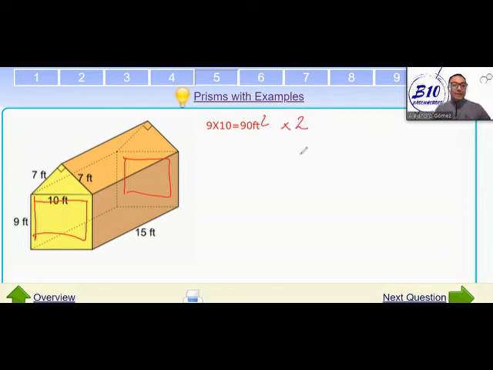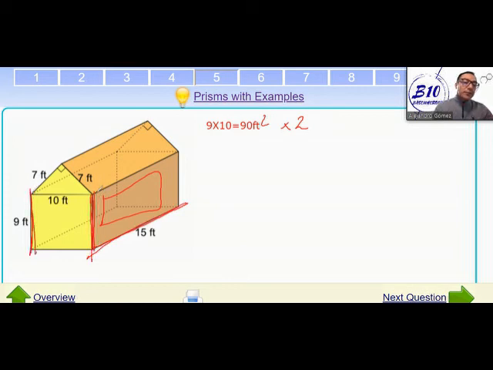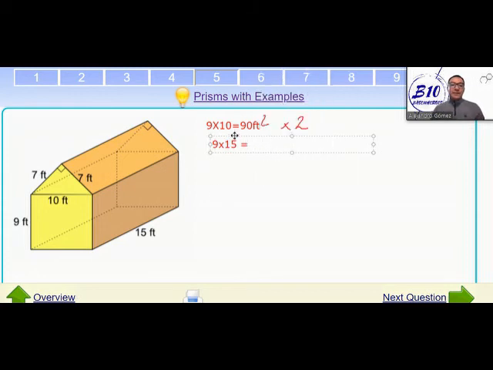So that is one of the faces. Now I want to go not only with that face, but with all the faces. So we can go with this face, and we can be super fast with this. This one is 15 feet by 9 feet height. Now this one is congruent to this height, so it is 9 feet. So how do we calculate it? We are going to multiply 9 times 15.